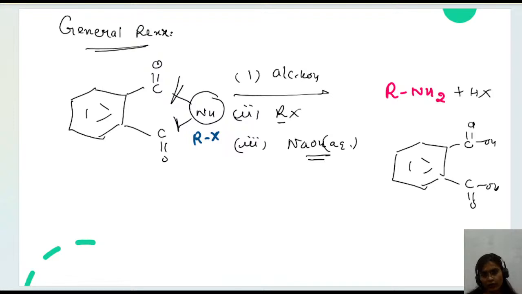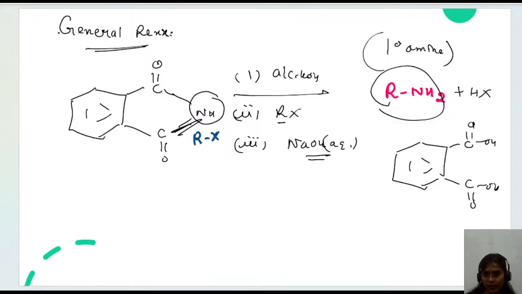Let me explain one more time what is happening. So this is phthalimide. We are using RX combined with NH2, so amine formation. This is the thing which we really want here, that is a primary amine. Some HX there, and this is acid.